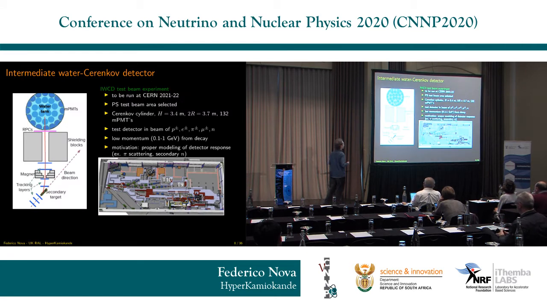And in 2021, so next year, we will run a test of a prototype for this intermediate water Cerenkov detector at CERN in a beam. So this will be even smaller. It will be order of 100 tons. And we target it with a beam of charged particles, so protons, electrons, pions, muons, as well as neutrons. And of course, the idea is to test the detector and to understand the detector response, and particularly the pion scattering and the production of secondary neutrons.